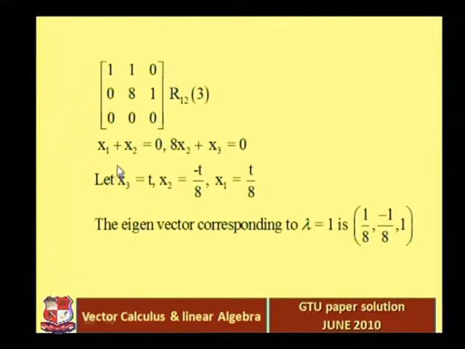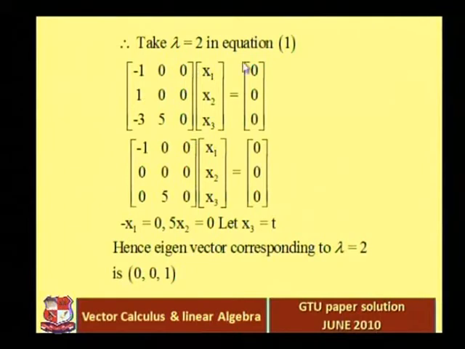From this matrix you will get x1 plus x2 is equal to 0, and 8 x2 plus x3 is equal to 0. Now the third column doesn't have a leading entry, so take x3 equal to t. Corresponding to x3 equal to t, you will get x2 equal to minus t by 8 and x1 equal to t by 8. So our eigenvector corresponding to lambda equal to 1 is 1 by 8, minus 1 by 8 and 1.